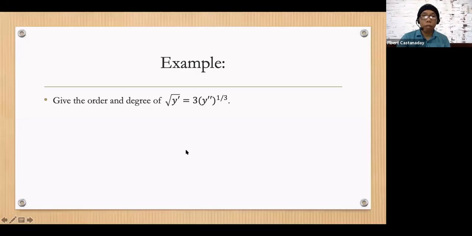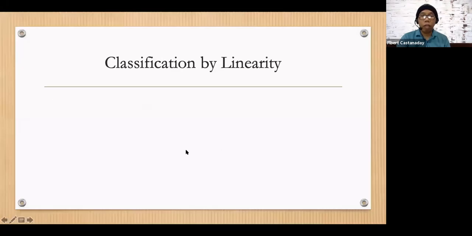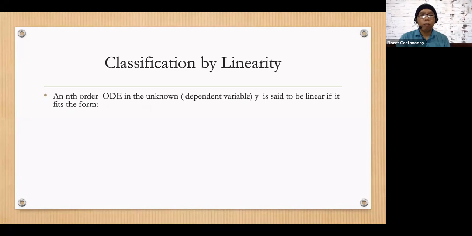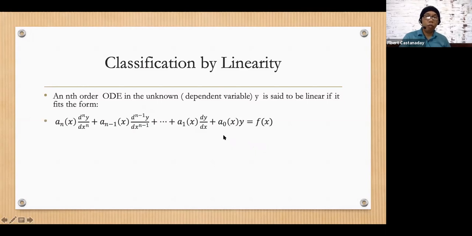Any more questions? None? Now let's go to the next part, and that is, okay, the linearity. Okay, so you need to know the linearity of a differential equation, whether the equation is linear or non-linear. So an nth order DE in the unknown or dependent variable y is said to be linear if it fits the form. So this is the nth order linear differential equation. Ito yung format niya. So you have the nth derivative. So ganun yung format natin.